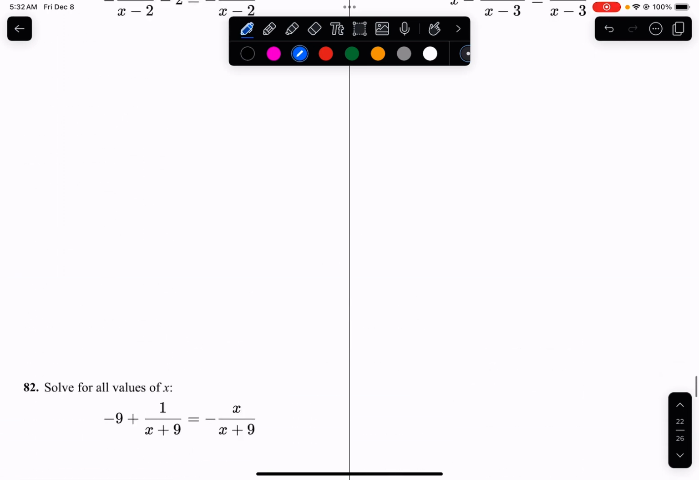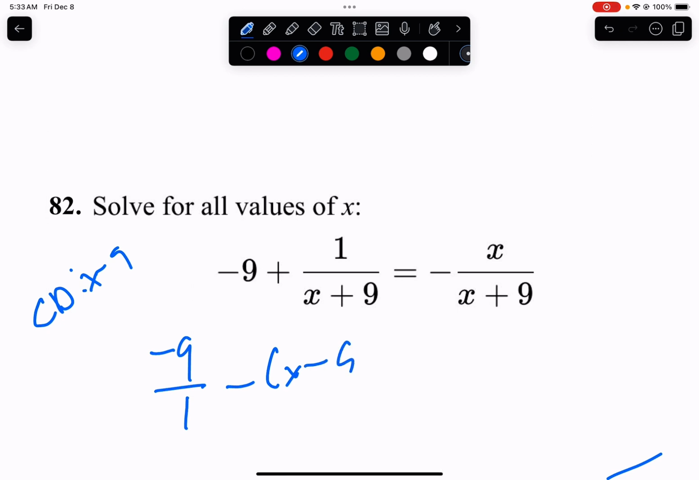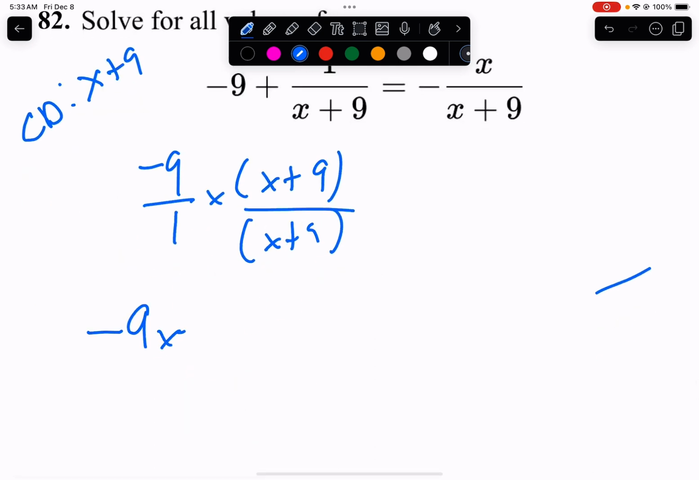They're all fairly easy. All right, let's go ahead and try number 82. Our common denominator here is just going to be x minus 9. So we have negative 9 over 1 times x, or my goodness, you can tell I'm tired. Sorry, our common denominator is going to be x plus 9. So this first guy, we're going to have to multiply by x plus 9 over x plus 9. We get negative 9x minus 81 all over x plus 9. And then everything else is good to go.